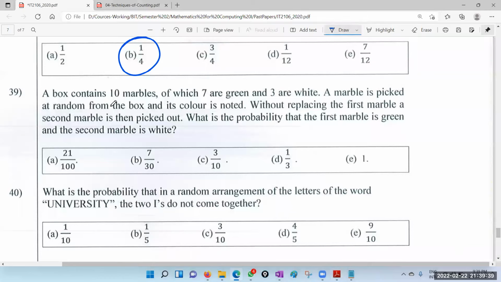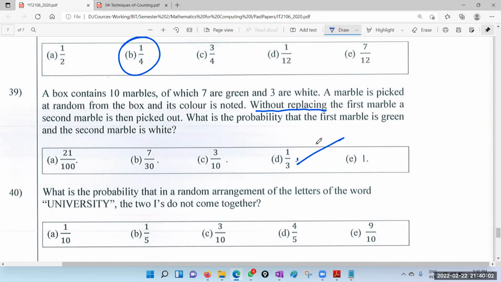Tree diagram. That is either conditional probability or independent events. Right. A box contains 10 marbles, of which 7 are green, 3 are white. 7 plus 3 is 10. A marble is picked at random from the box and its color is noted without replacing. Again, conditional probability. Yeah? With replacing, independent. Right. Okay, let's draw it.